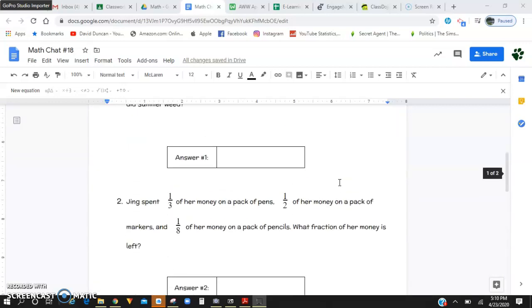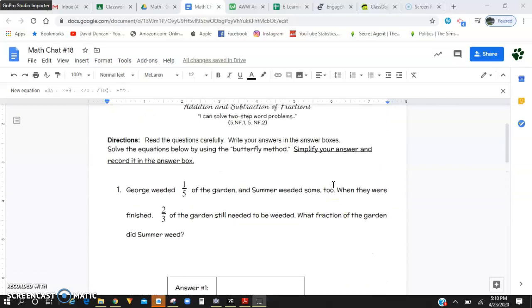I'm going to do the first one with you because, again, we're doing two-step problems with fractions with unlike denominators. So there's going to be a lot to just one problem. Starting off with number 1: George weeded 1/5 of the garden, and Summer weeded some too. When they were finished, 2/3 of the garden still needed to be weeded. What fraction of the garden did Summer weed?